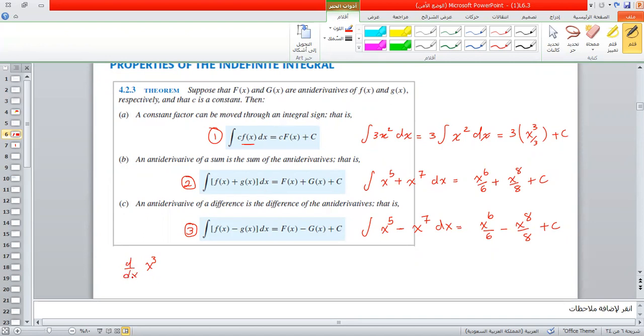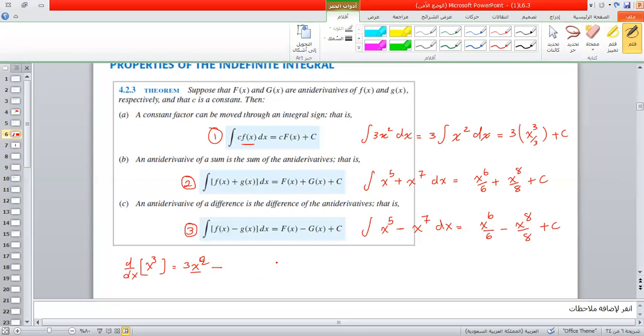Yes, d over dx of x to the power of 3. I'm talking about the derivative, so it's 3x to the power of 2. Right? And you already have 3 here, so you're going to cancel it out and it gives us the original one, which is 3x squared, as the original function.